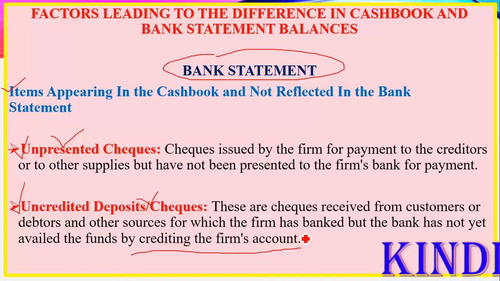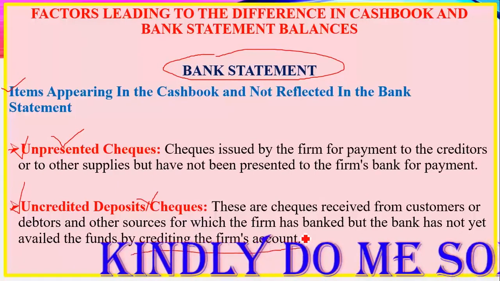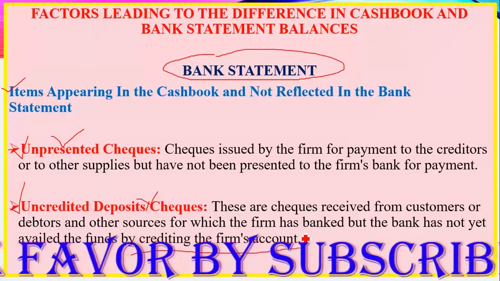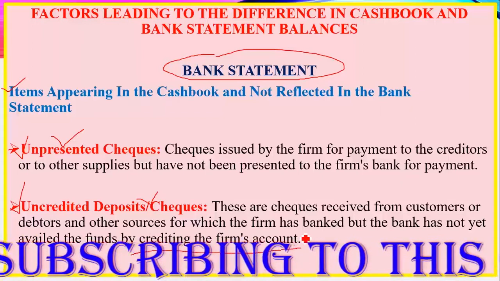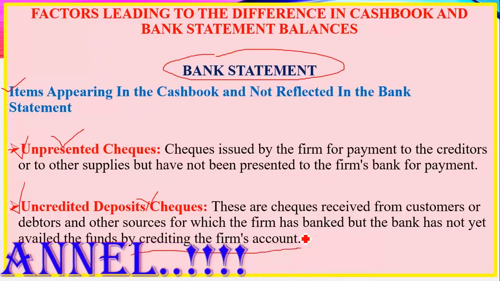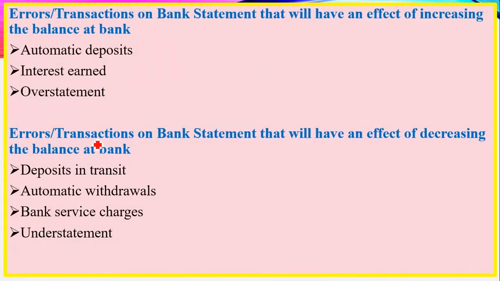So during this duration where the check is yet to be credited, if you prepare your financial statement, then it means there will be a difference between the cash book that is maintained by the firm and the bank statement that is maintained by the bank. The other thing, we have some errors or transactions on the bank statement that have an effect of increasing the balance at bank. On the other side, we also have errors or transactions on the bank statement that have an effect of decreasing the balance at bank. Let's start with those errors that have an effect of increasing the balance at bank.